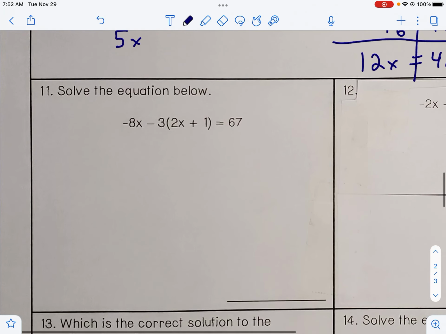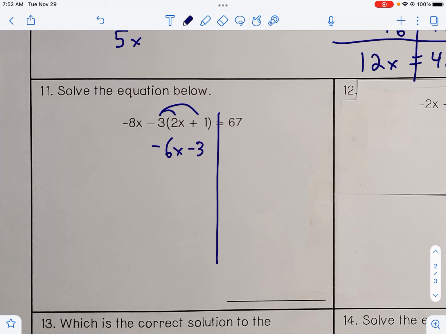For number 11, we'll ask ourselves, are there variables on both sides of the equation? There are not, so we'll start by simplifying and combining like terms. In this case, we need to distribute. Negative 3 times 2x makes negative 6x, and negative 3 times 1 makes negative 3. We'll copy down negative 8x and combine like terms.